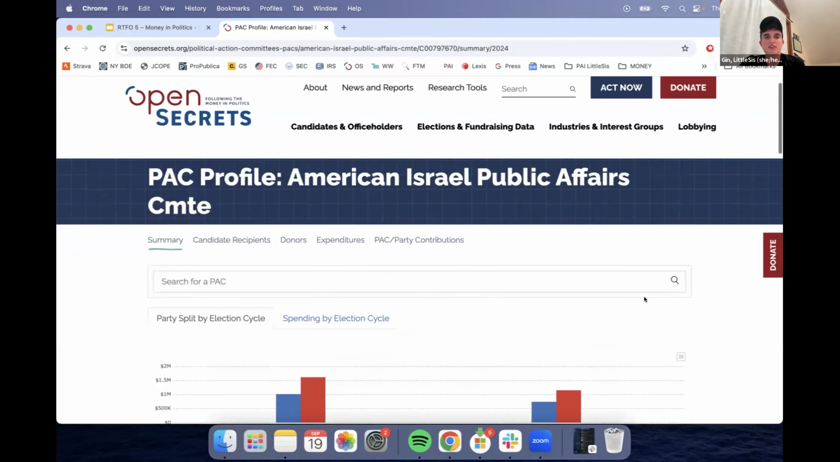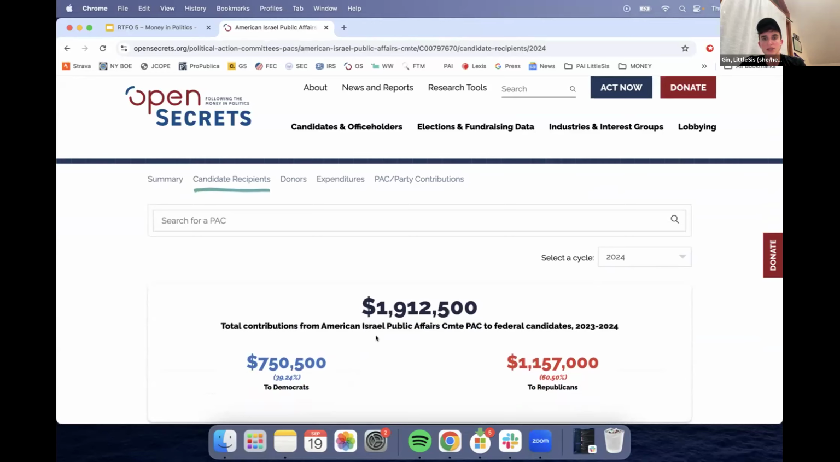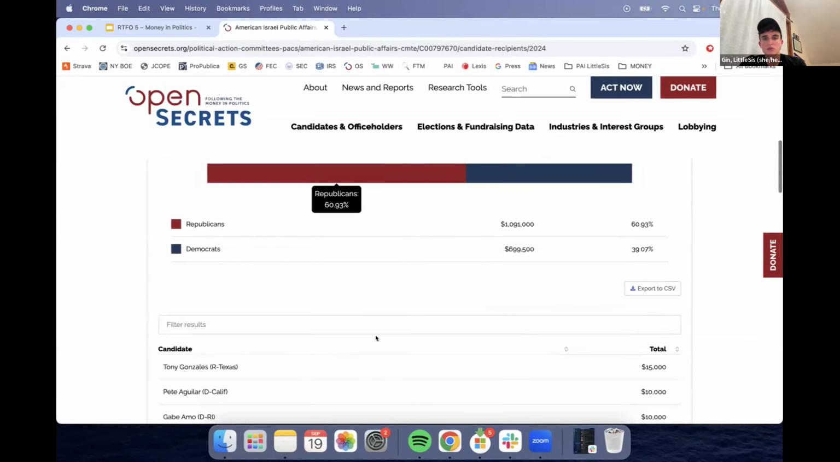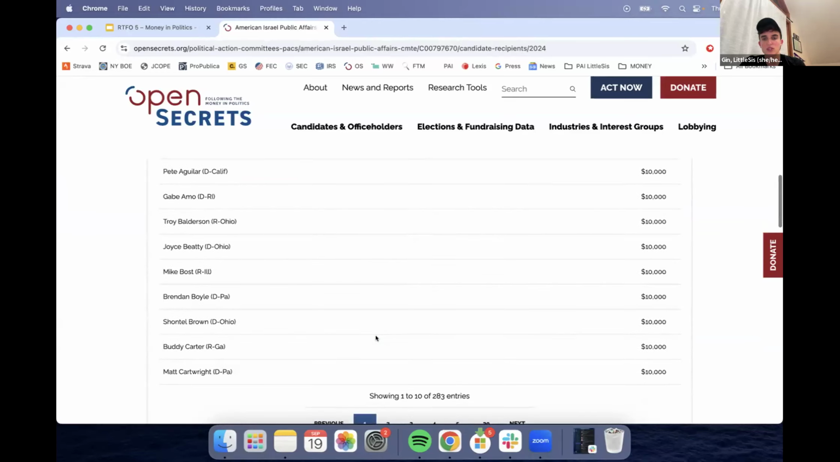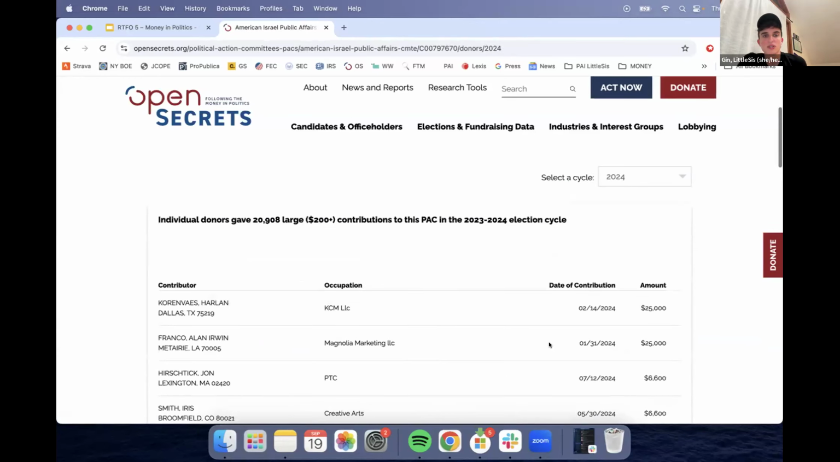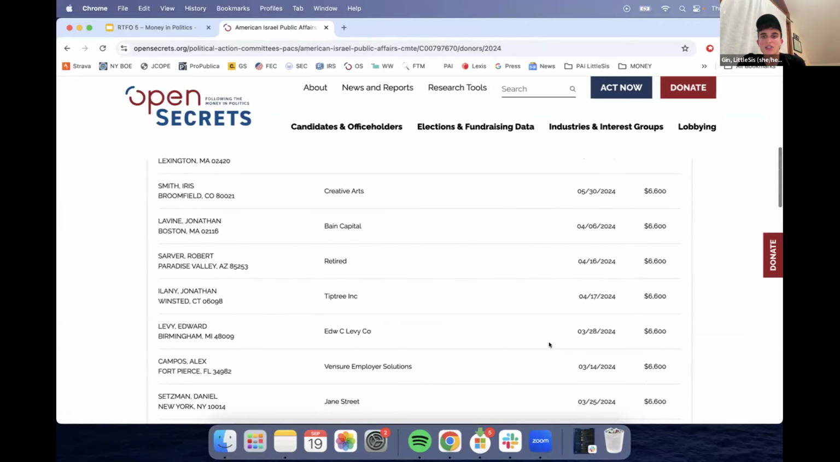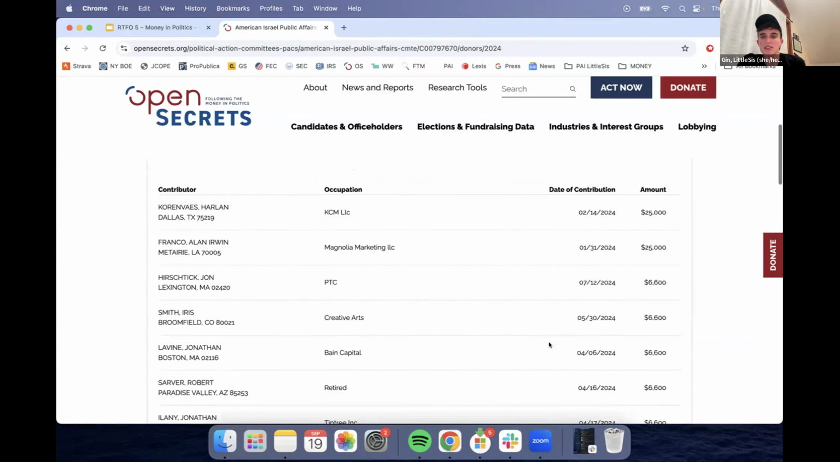And this will give us information on the party split for the spending. We can click on candidate recipients. You can scroll down here and see who the specific recipients are. You can click donors and see, because it's a PAC, it's taking money in and it's donating. So you can see who the big donors are to this PAC, and so on. And again, I believe the most recent data here was for, it looks like July.